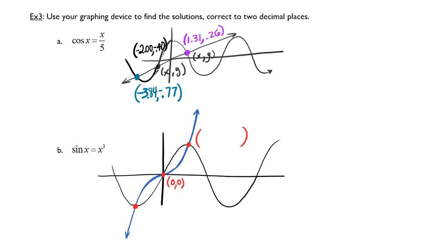But then we also need to look at where they would cross up here. So we would go through the same exact process with the calculator for this example, and you should get 0.93, comma, 0.80 in the top right quadrant, and then a very similar output in the bottom left quadrant, the third quadrant. That will be negative 0.93, comma, negative 0.80.